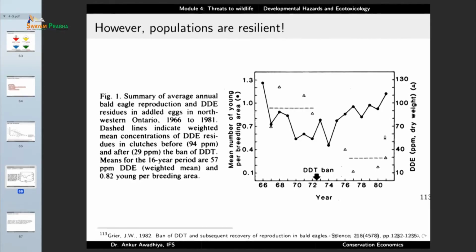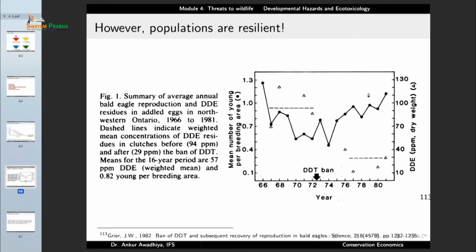Now remember that here the concentration has not gone down to zero because it is a persistent chemical, but the concentration has come down. Now, before the ban, the mean number of young per breeding area was 1.3, and then because of the impact of DDT, it was coming down. So from a natural level of 1.3, it had come down to around 0.5. But then when this ban was enforced, slowly and steadily the concentration of DDT went down, and the residues such as DDE also went down. And after a while, we see that this curve is now increasing. So the mean number of young per breeding area is now increasing from 0.5, reaching around 1.1. They have not yet reached 1.3, but they have reached 1.1.